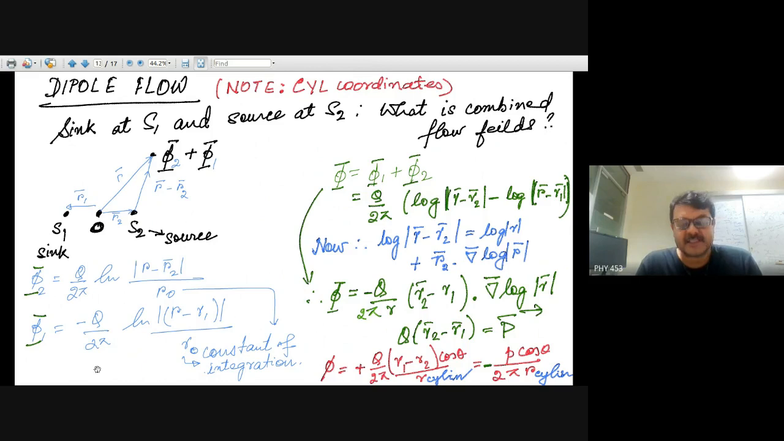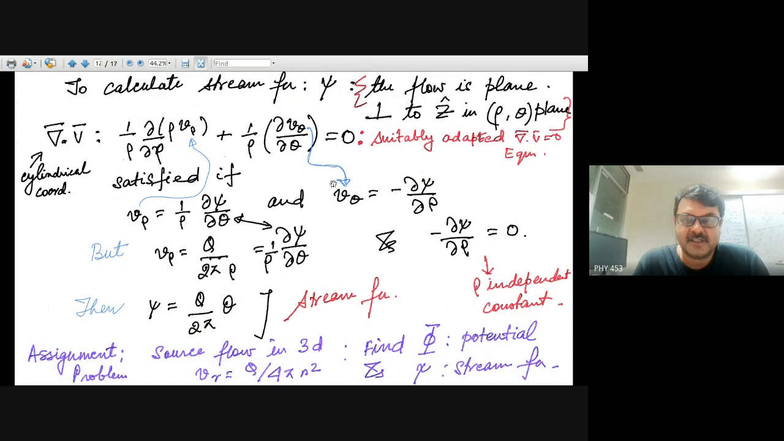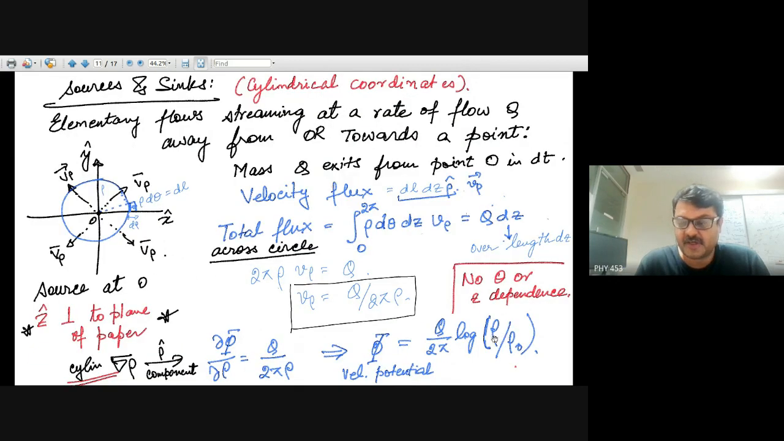Okay, with this, we start doing something useful. I mean, not that the previous thing was not useful, it was useful to study more complex cases. And we're going to look at dipole flow using cylindrical coordinates. So we're going to use the phi expressions which we have derived here for cylindrical coordinates.